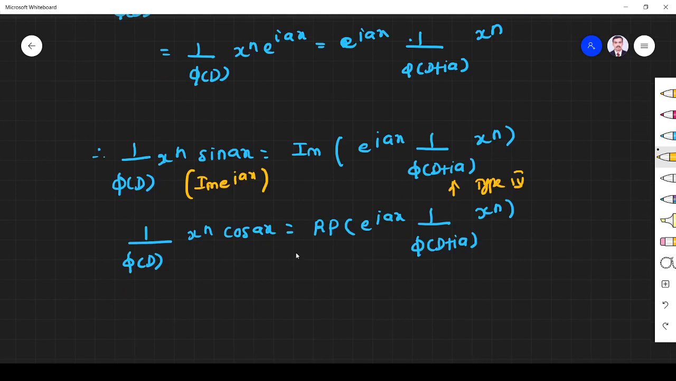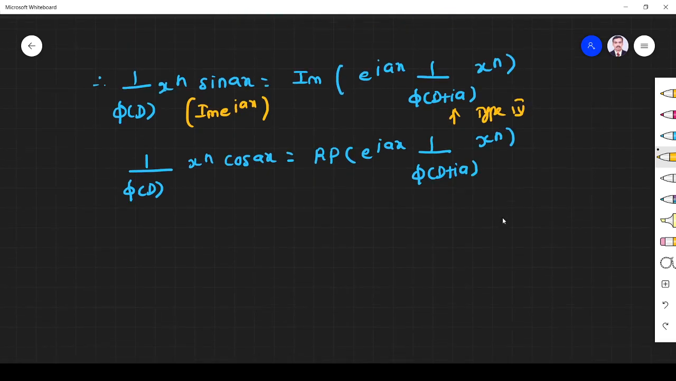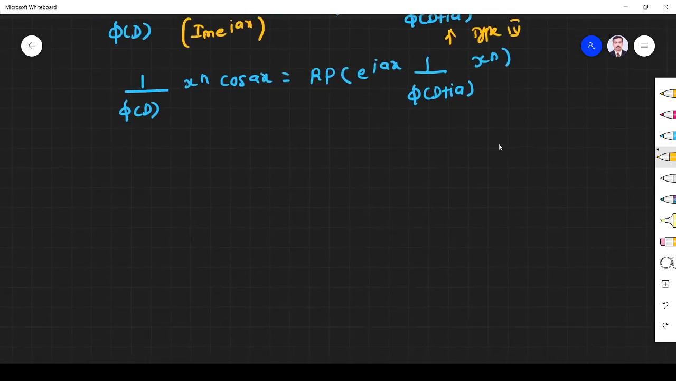If it is cos, I make it the real part of e power iax times 1 by f of D plus ia of x power n, right? So this is a simple method. When we solve the problem, you will understand how to proceed, right? So let me take one example.